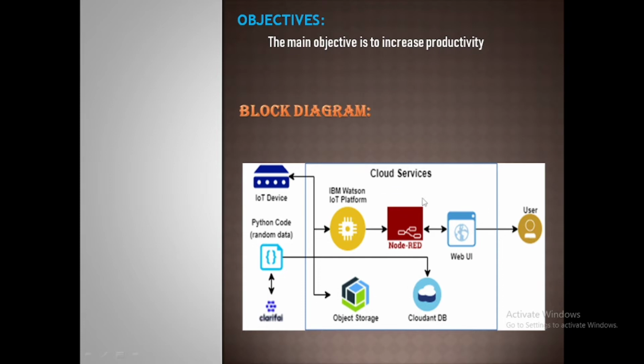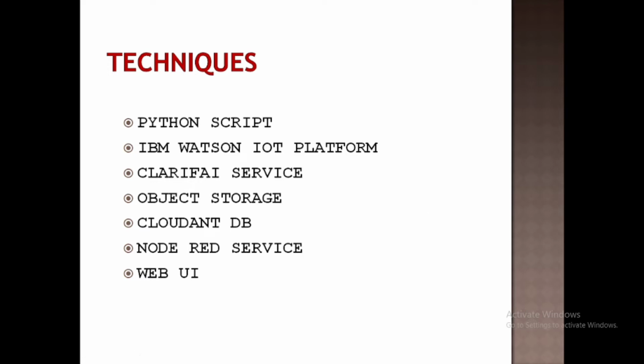These are the techniques and procedures we have followed to build our application. The first one is the Python script, which is used to connect the cloud object storage and cloud database to the IBM Watson IoT platform, as I told you in the block diagram. This script helps to generate random values of temperature, moisture and humidity, and it also helps to connect the classifier service, as I told you earlier, which is used to detect the animals and birds.